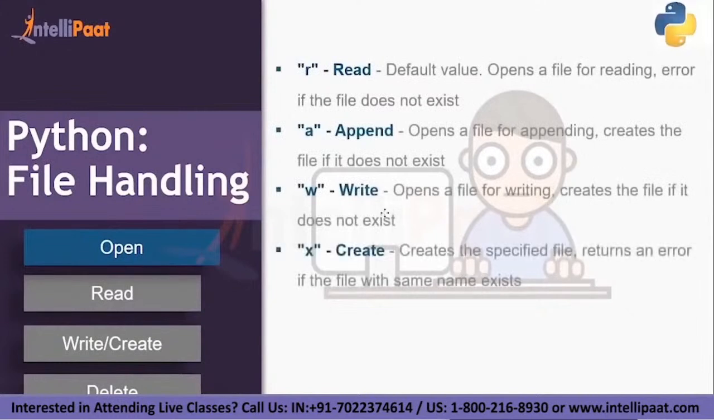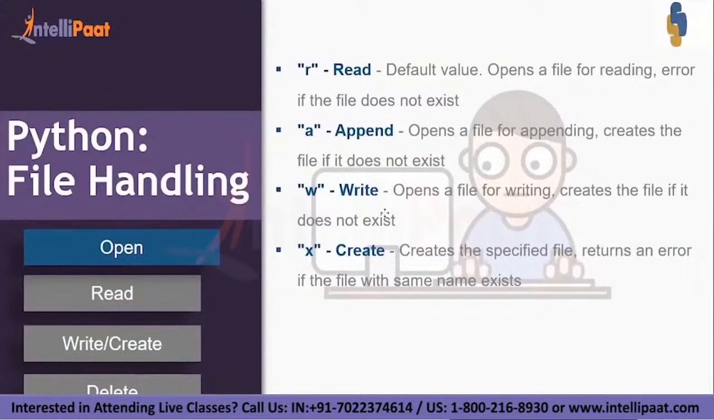We have four different types of mode: read, append, write, and create. For reading, you specify R. It's the default value and it opens the file for reading, and if the file does not exist, it will return an error. Next is append, and the mode is A. It opens a file for appending, and in case the file does not exist, it creates a new one.